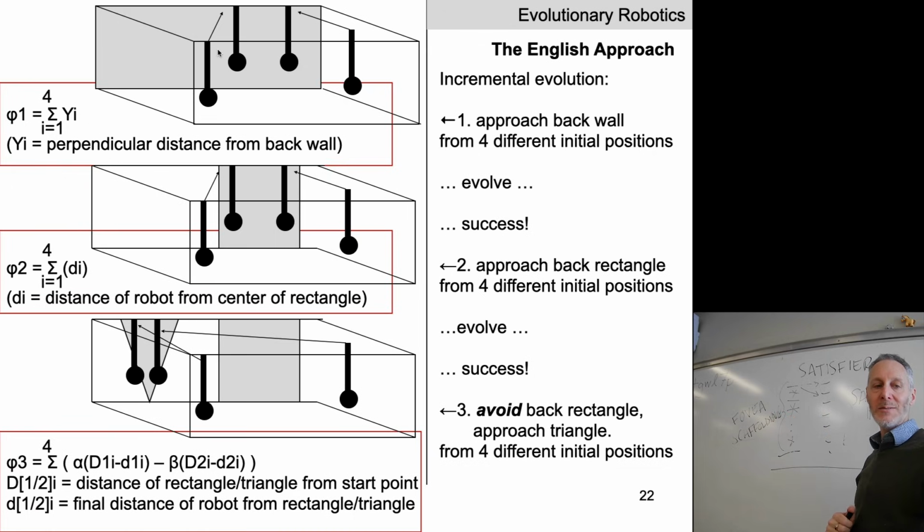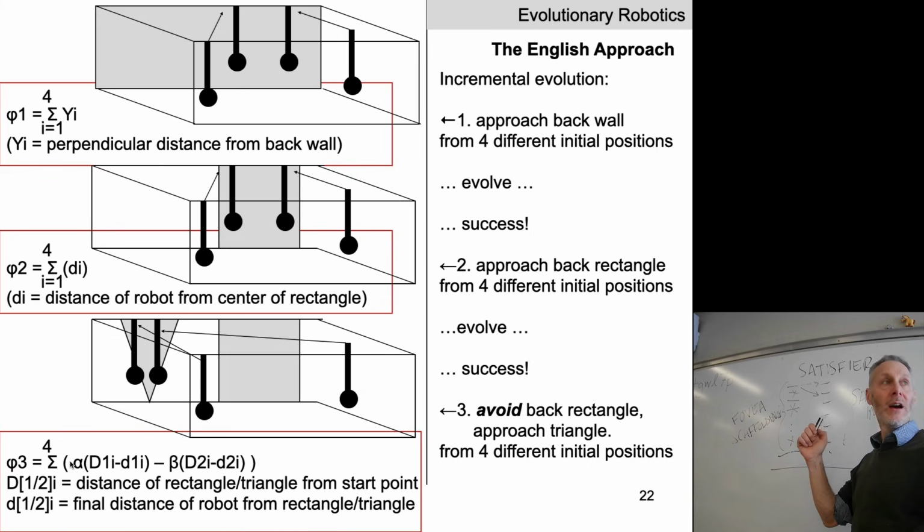Lower phi is better. The second experiment, they're using phi 2, which is minimize the distance of the robot from the center of the rectangle. You'll notice that these fitness functions are a summation from 1 to 4. So we're summing up how well the robot does in each of the 4 cases. So far, so good?